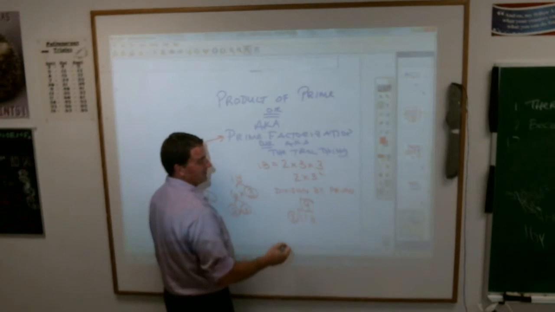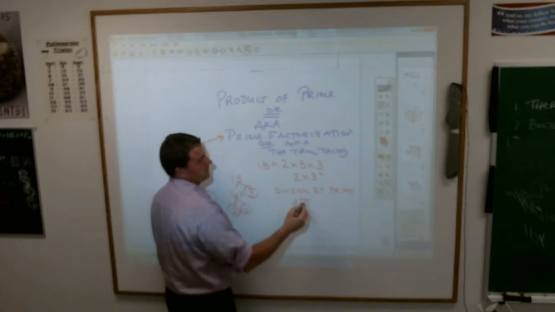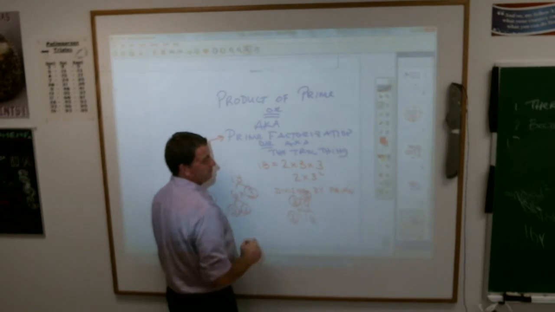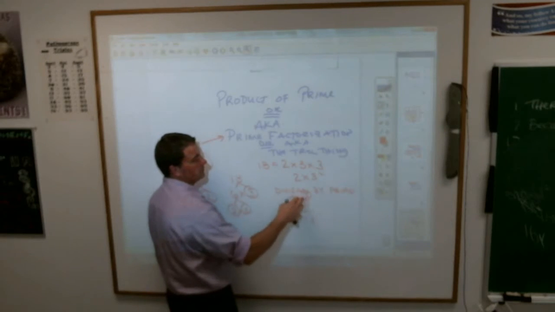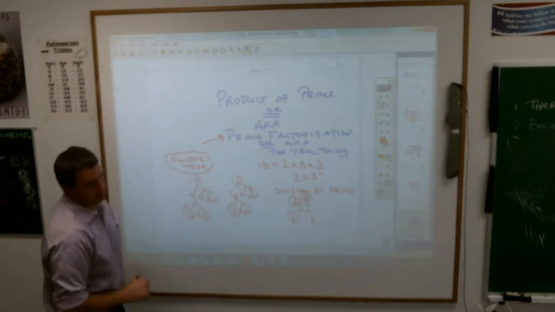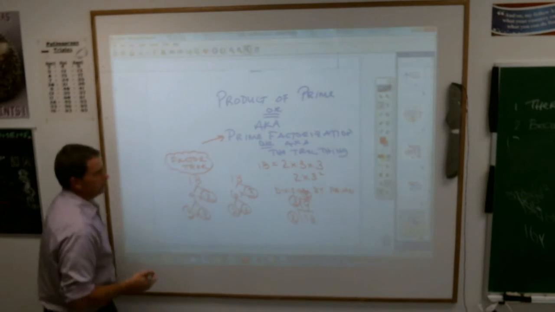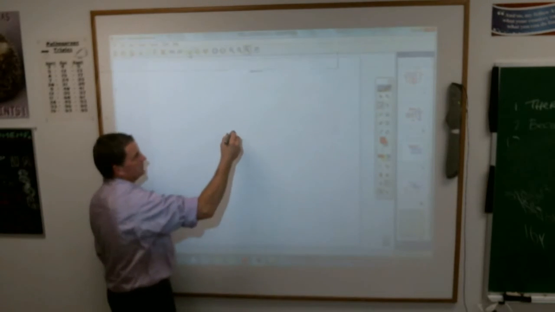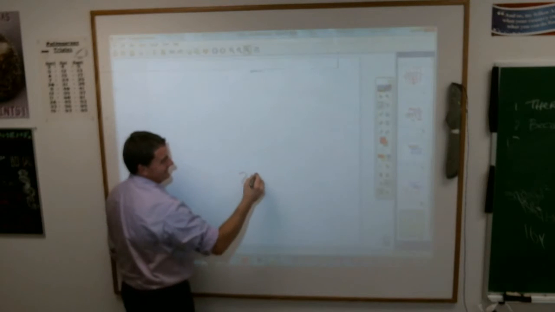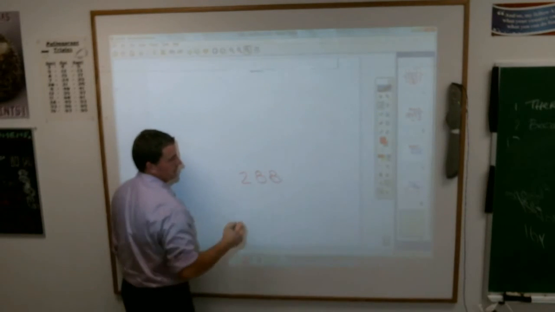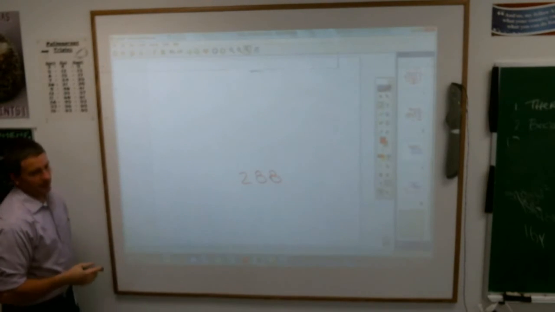What prime number goes into 9? 3. And the answer to that is 3. And once you get to a prime number at top, you can stop. So it's 2 times 3 times 3. Are you with me on that? Let me show you a tougher one. So let's say you've got 288. And you were asked to prime factorize it.